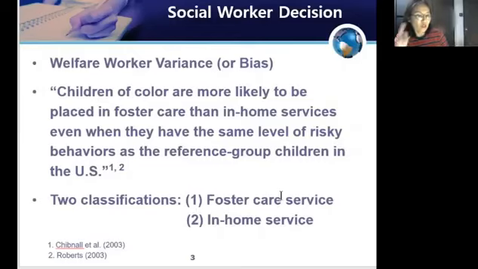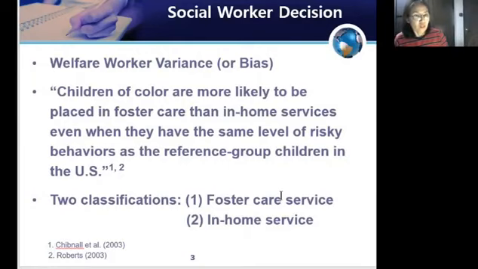This quote has at least two assumptions. First, a child who has a high risk behavior score is likely to be assigned to foster care. That's the number one assumption in this quote. And second, regardless of the behavior score, children of color are more likely to be assigned to foster care service. So given these two assumptions, my focus is to see if it really is so, and how to find that out.